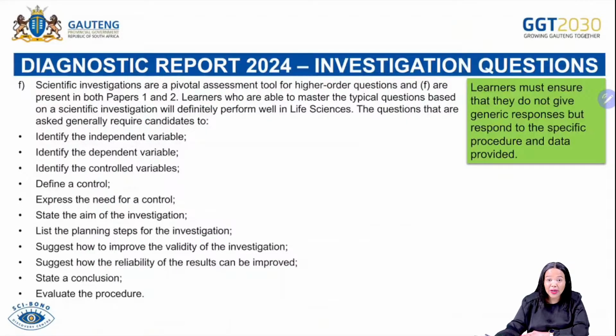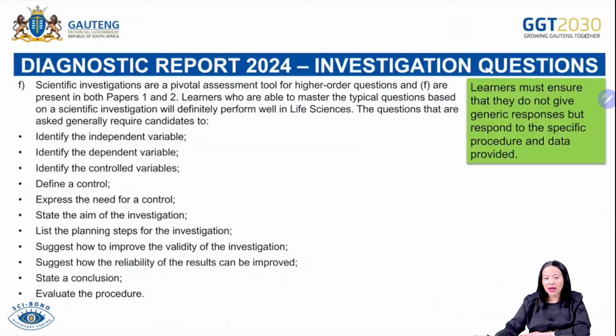We're going to elaborate further on how you should approach this question: suggest how the reliability of the results can be improved. So then you go back to the method and see what the investigator did. Then you mention, not what the investigator did, but what the investigator can do to improve the reliability.